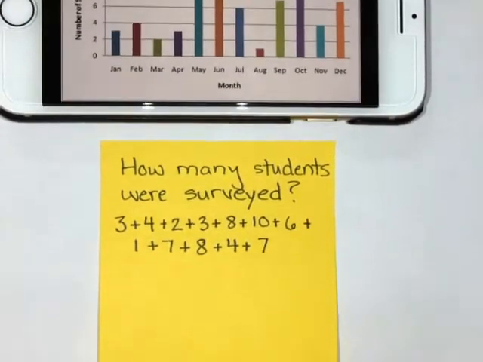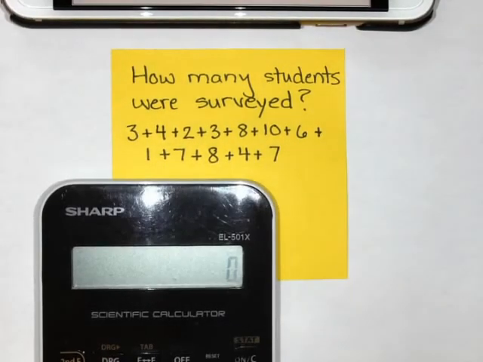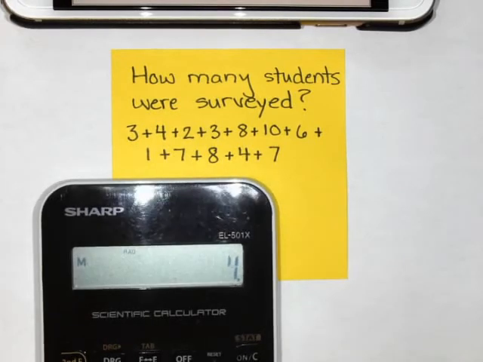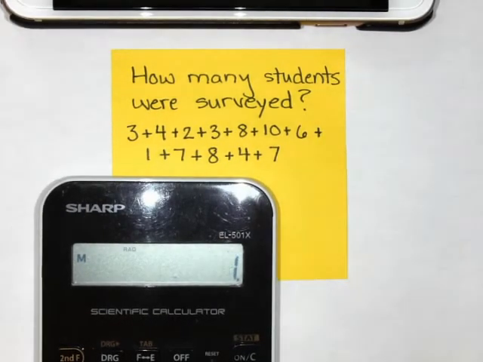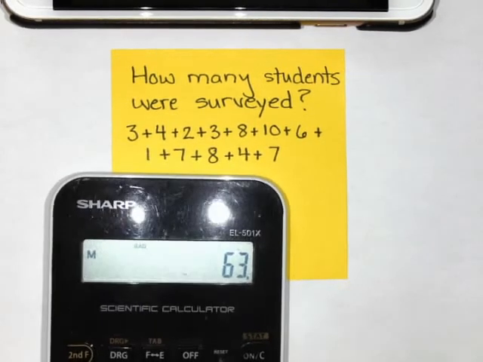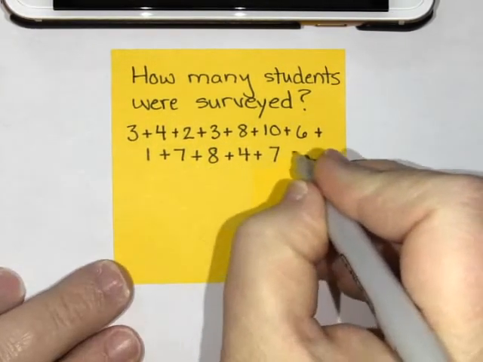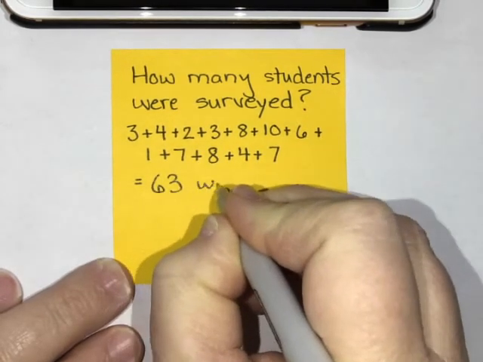And then all I'm going to do is take those numbers and my calculator and add them together. So 3 plus 4 plus 2 plus 3 plus 8 plus 10 plus 6 plus 1 plus 7 plus 8 plus 4 plus 7 gives me a grand total of 63. So there were 63 students who were surveyed.